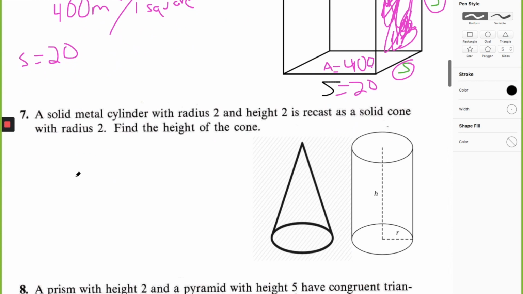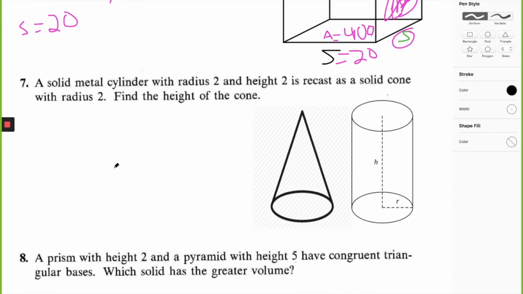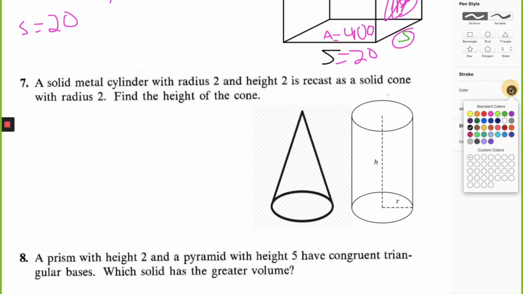Okay, number 7, we've got a solid metal cylinder with radius of 2 and height of 2 that is recast as a solid cone with radius 2. Find the height of the cone. Okay, so this here, I just gotta get this quickly because I gotta get this over with.